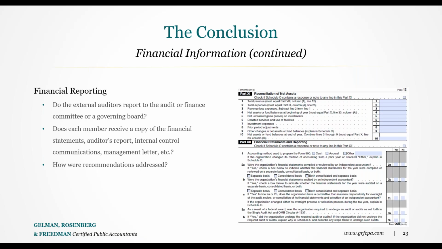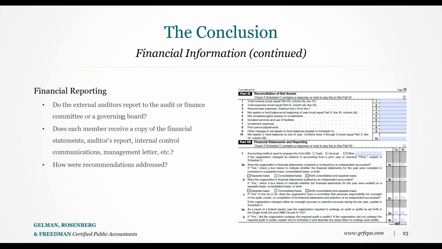And last but not least of our financial information surrounds financial reporting. We do have a reconciliation of net assets on the very top of this page. But then we talk about your audited financial statements. Are you on an accrual basis? Did you actually have an independent audit performed, or a compilation or a review? Did each member on your board receive a copy of those audited financial statements, the auditor's report, any kind of internal control communications that you might have had, your management letter?